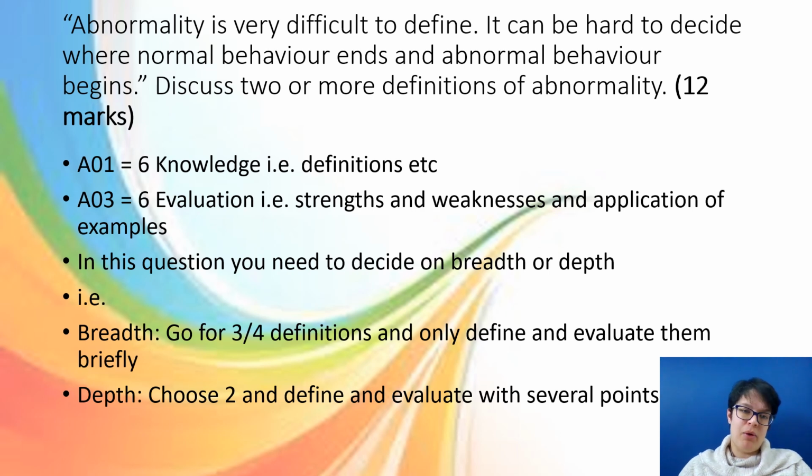Or you can go for the depth option, which is to choose 2 of them and define and evaluate them with lots of different points. This obviously works quite well if you are quite confident in one of the definitions. I know a lot of you like deviation from social norms, for example, so you could always go for that approach and just make sure that you define and evaluate them in a little bit more depth. So that is your 2 choices there. We have to go for 2 or more because it says in the question, discuss 2 or more definitions of abnormality.